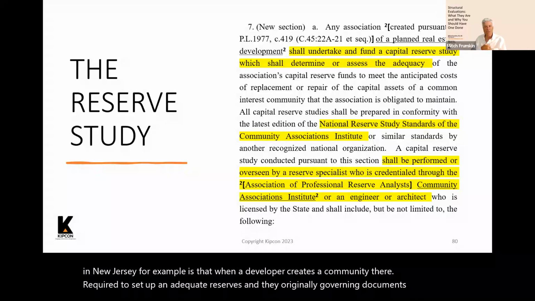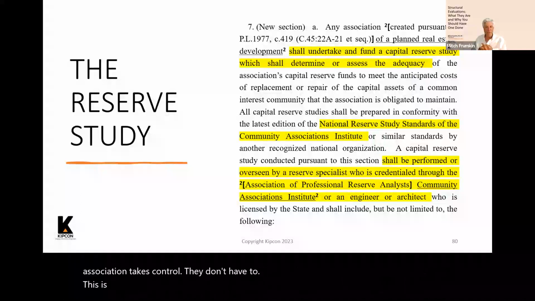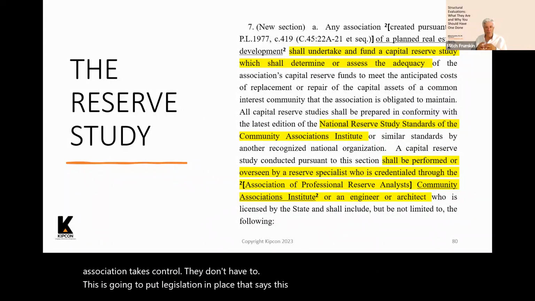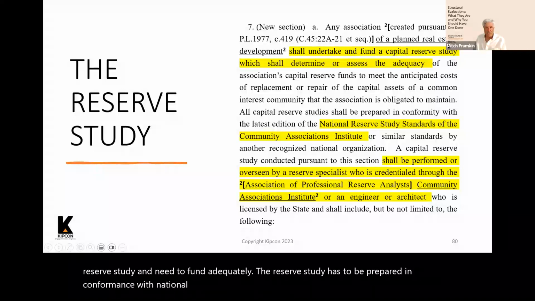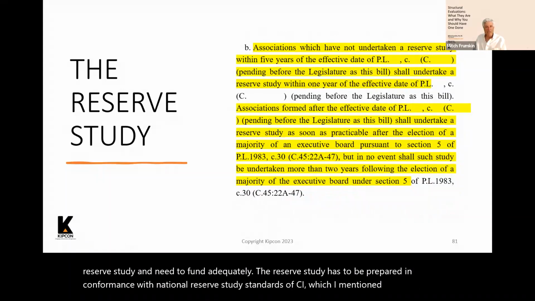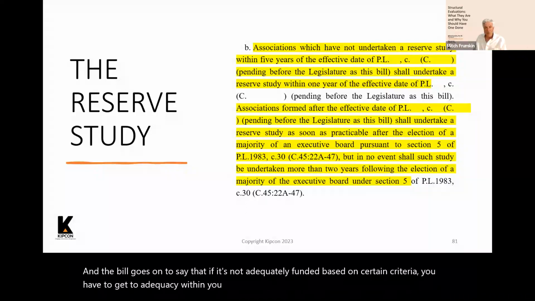After the association takes control, they don't have to. This is going to put legislation in place that says associations in New Jersey need to have a reserve study and need to fund adequately. The reserve study has to be prepared in conformance with the National Reserve Study Standards of CAI, which I mentioned. And the bill goes on to say that if it's not adequately funded, based on certain criteria, you have to get to adequacy within either 10 years or 2 years.